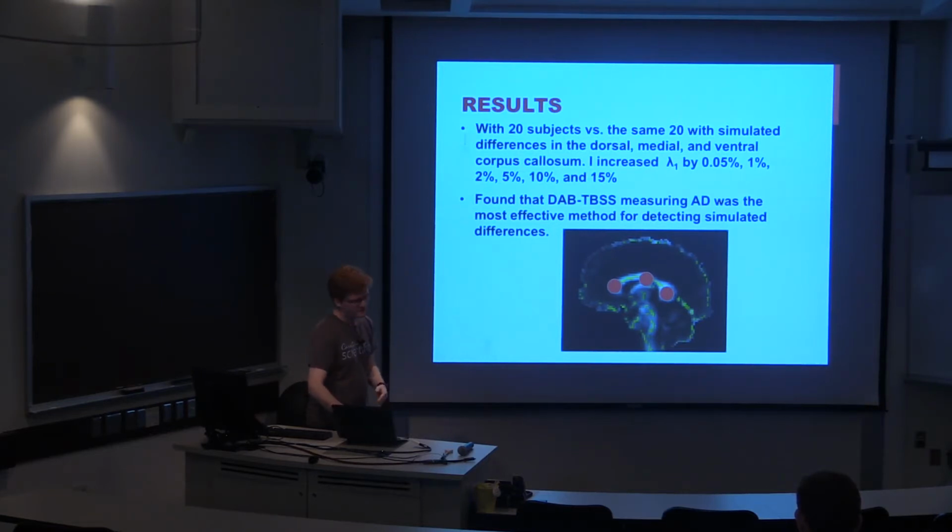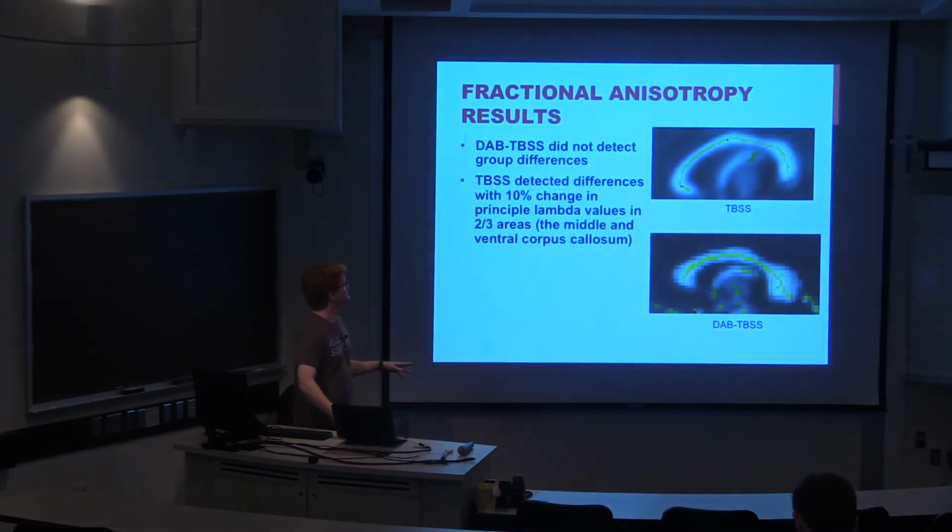The conclusion I found was that by and large DAB-TBSS, my version, when measuring specifically axial diffusivity, not FA, was the most successful in this particular case at detecting differences in those three areas. When I just ran straight fractional anisotropy, in this case TBSS actually won, but even so, I had to go to pretty great increases in the magnitude of the principal eigenvalue before it detected any of those differences, and even then, it only detected 2 out of 3.